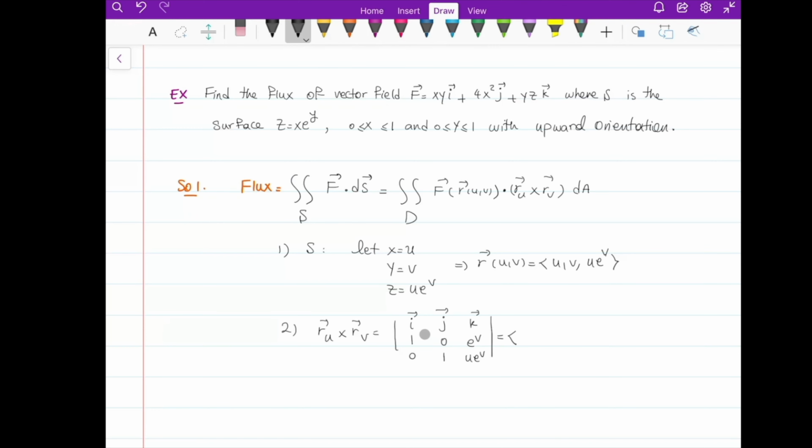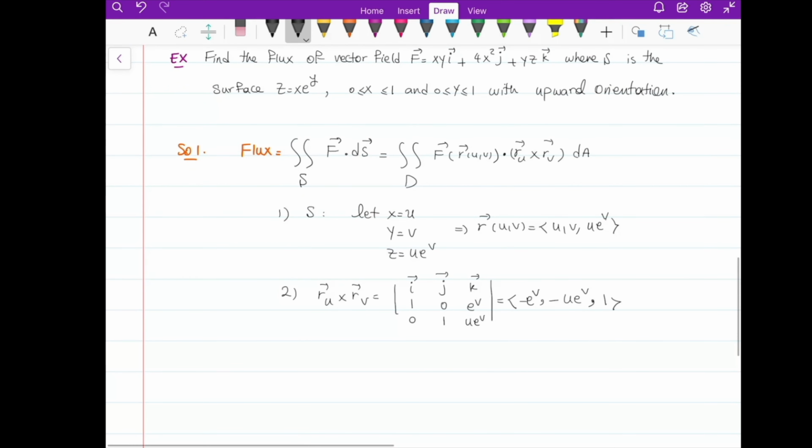Okay, so let's find this cross product here, which would be negative e^v, then negative, removing the first row and the second column, u e^v, and then the third component is 1. It's perfect, just because it's the upward orientation. It means that our surface is positively oriented, so I don't need to multiply it by a negative sign. I can just keep it the way it is.